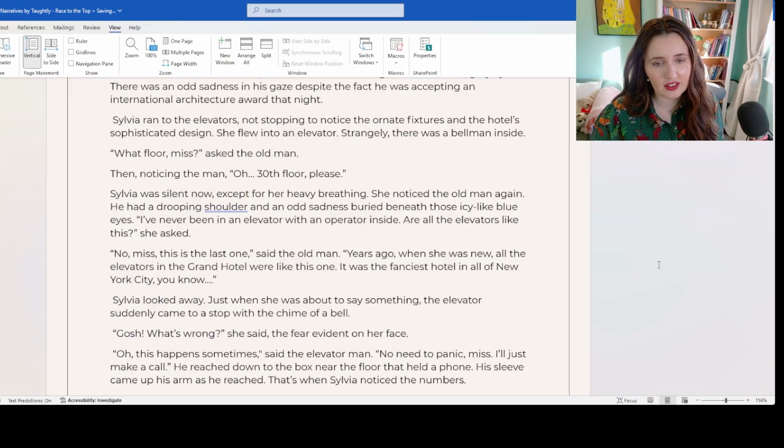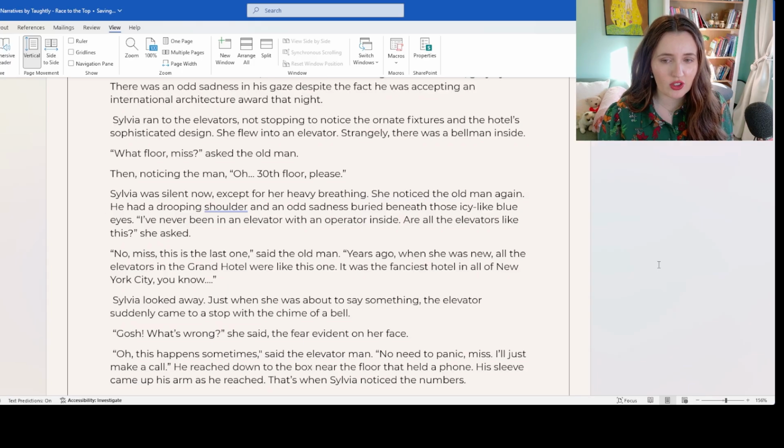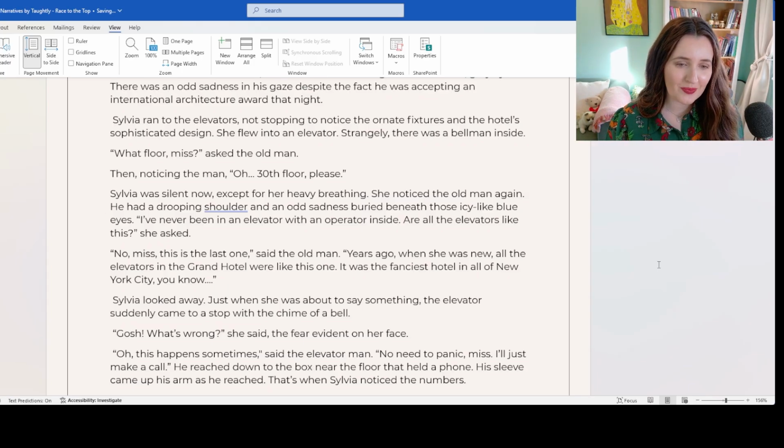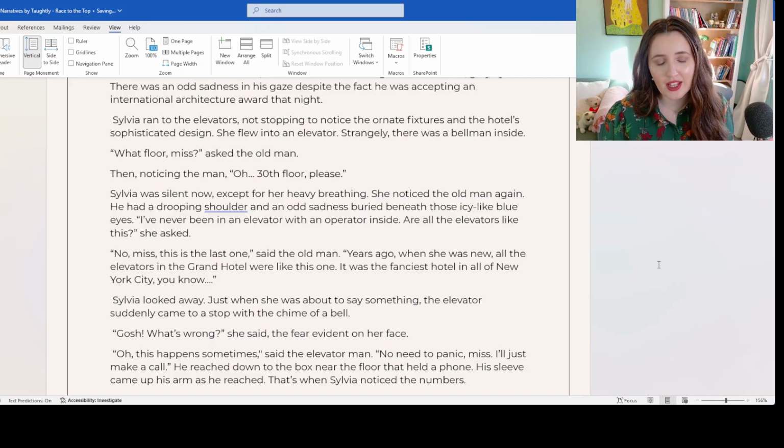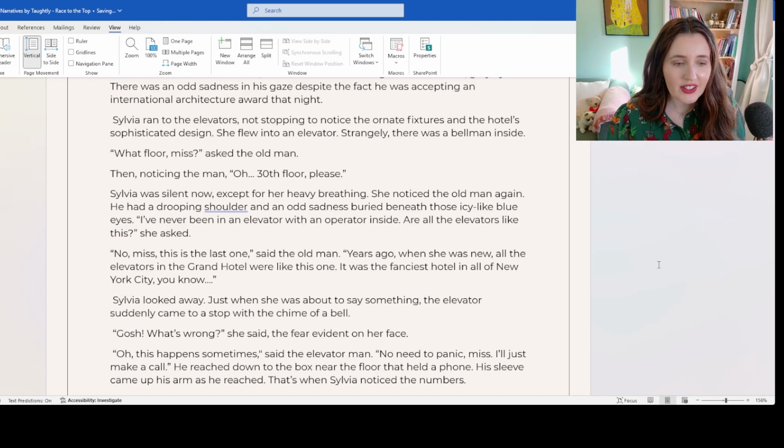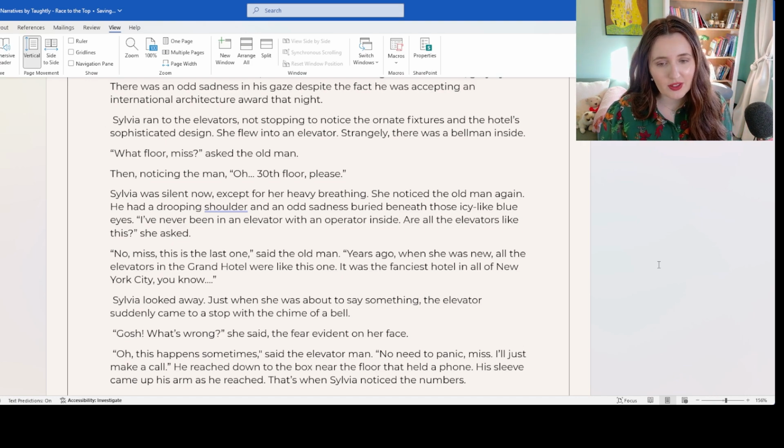"I've never been in an elevator with an operator inside. Are all elevators like this?" she asked. "No, miss. This is the last one," said the old man. "Years ago, when she was new, all the elevators in the Grand Hotel were like this one. It was the fanciest hotel in all of New York City, you know." Sylvia looked away.